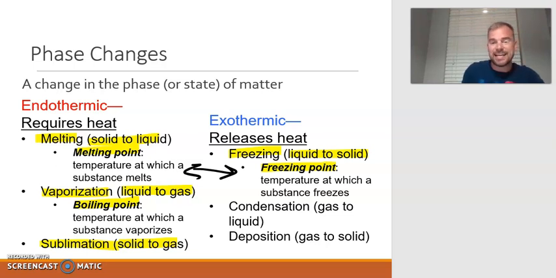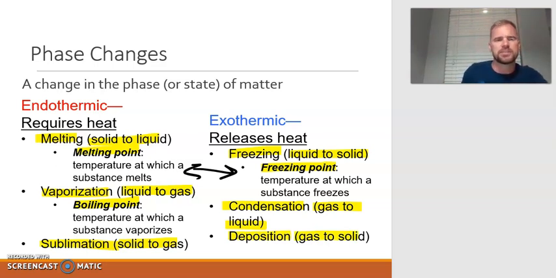If I want to condense something, that means I want to take it from the gas to the liquid. We actually don't have a condensation point. I don't know why we have a freezing point but not a condensation point. It doesn't make sense to me. So we don't have that. But that's the phase change there. And then finally, deposition, going directly from gas to solid.